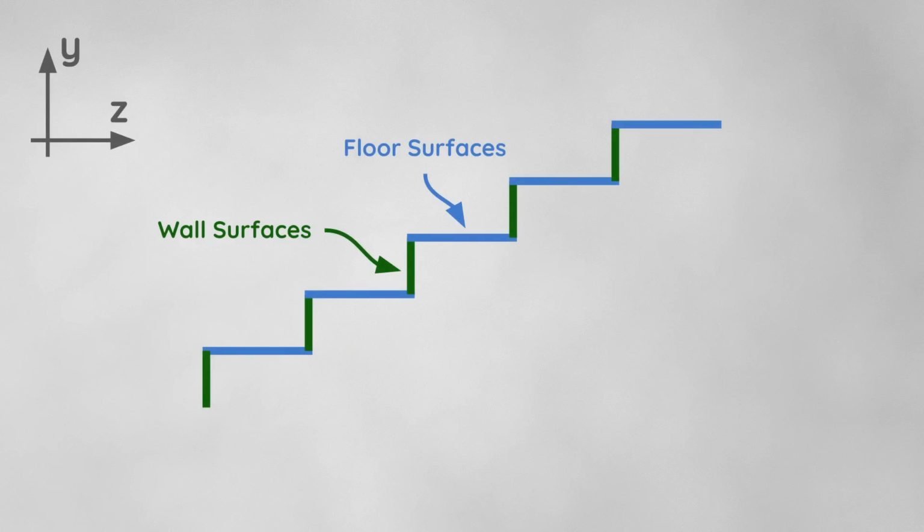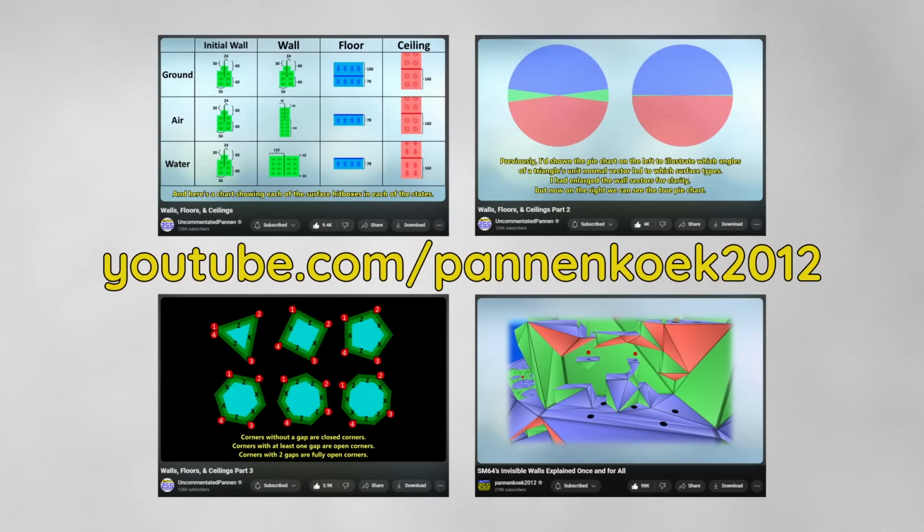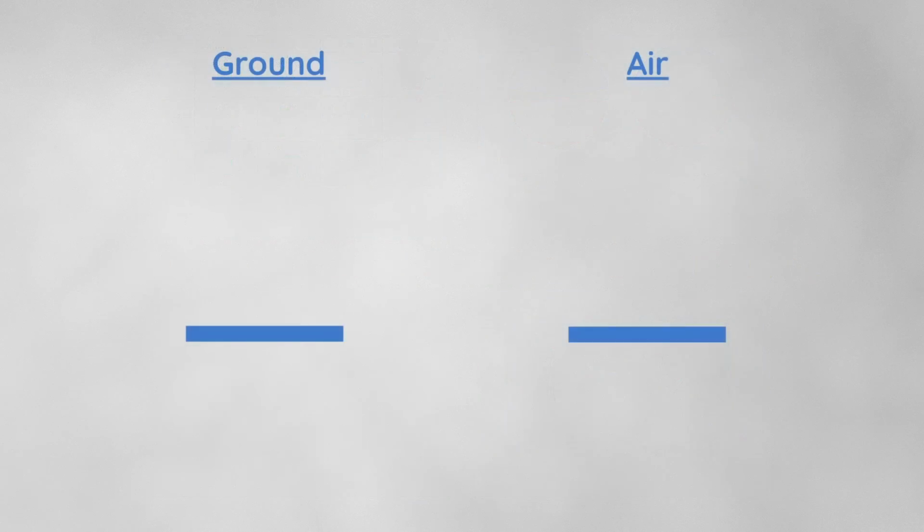So how does the collision work on all these floor and wall surface triangles? For learning about surface triangle collision, I highly recommend Pannenkoek's 3-part series Walls, Floors and Ceilings, which appears on his second channel, as well as this short video about invisible walls on his main channel. The links to all these videos will be in the description. I'll just quickly go over the main points.